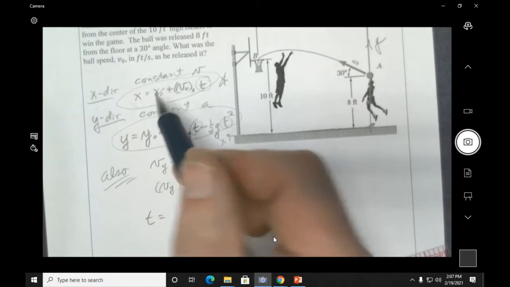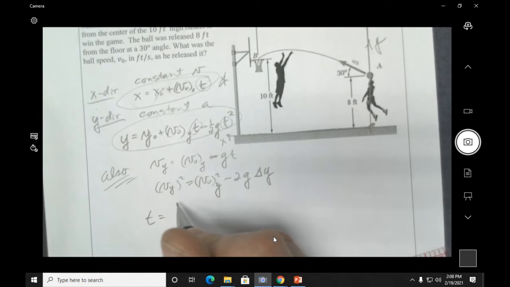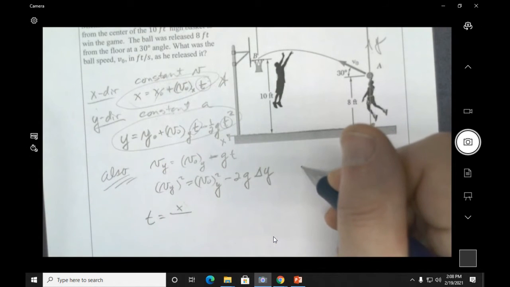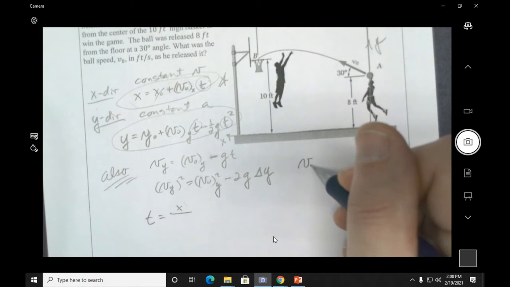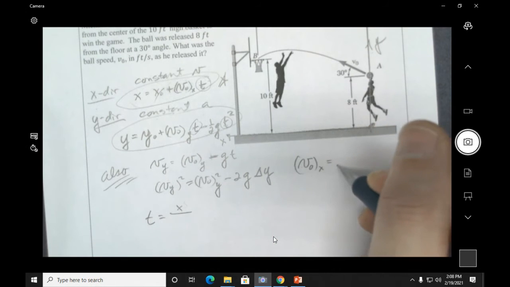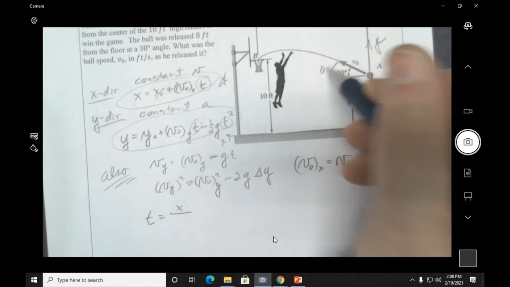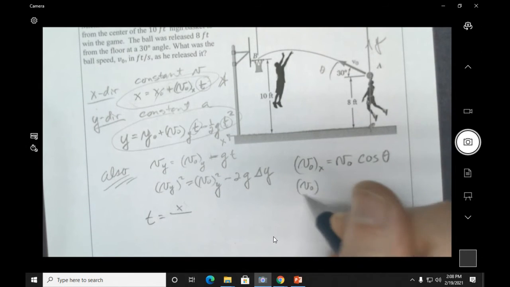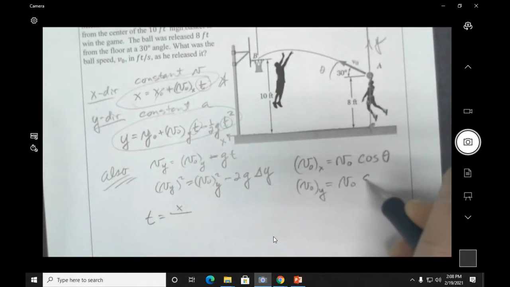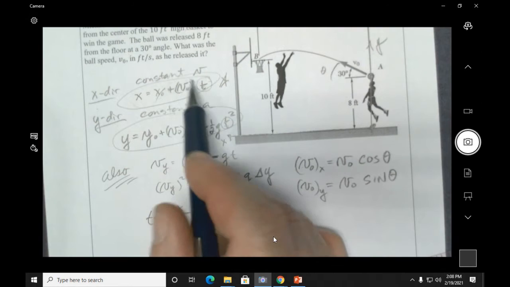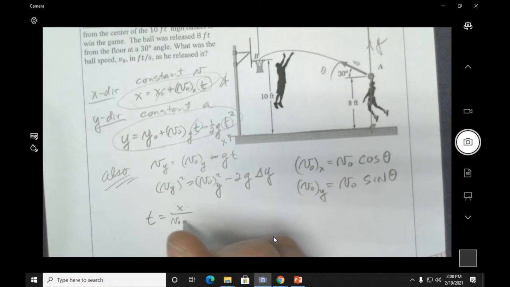That makes it nice, because then I can just get rid of that and say that I have x over V0x. I also, for convenience, say that V0x is going to be V0 times the cosine of theta, calling that theta, and V0y equal V0 times the sine of theta. That's useful. So when putting this into here, I'm going to say that it's going to be V0 cosine of theta.